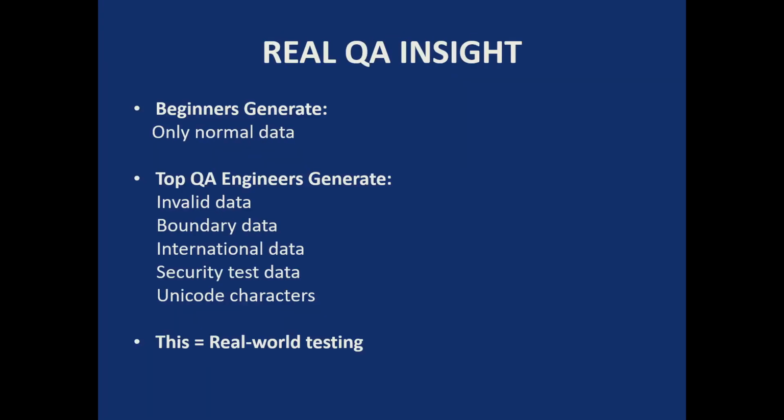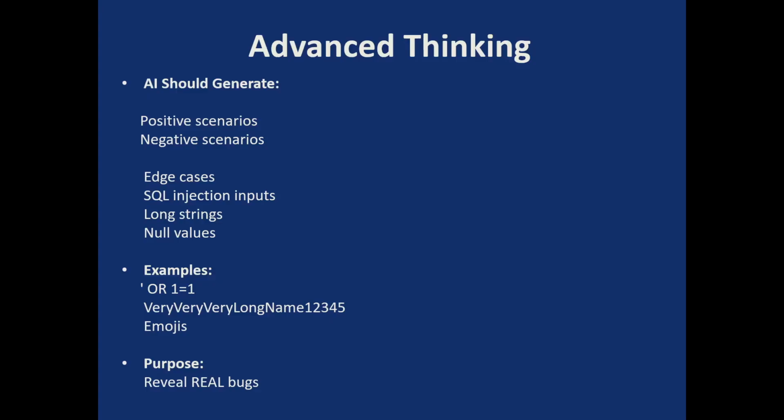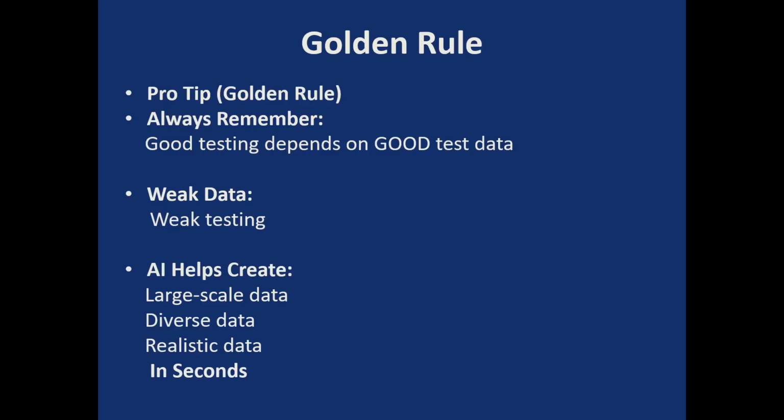Most beginners generate only normal data, but top QA engineers generate invalid data, boundary data, international data, security test data, and Unicode characters. This is real-world testing. And some advanced thinking can also be very productive during your interview. Think like top QA engineers. AI should generate positive scenarios, negative scenarios, edge cases, SQL injection inputs, long strings, and null values. For example, ' or 1=1, or a very long name with 12345, with some emojis, as we saw in our prompt. This reveals the real bugs. The pro tip: good testing depends on good test data, and if you have weak data, then you will have weak testing.